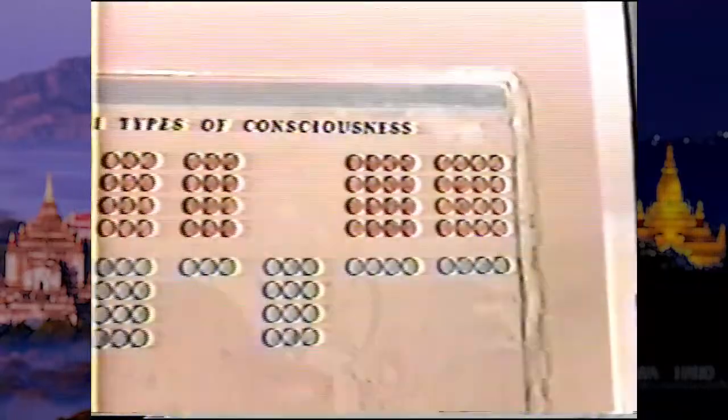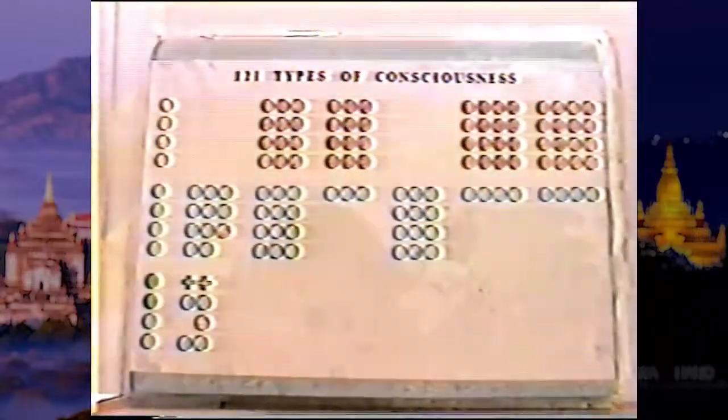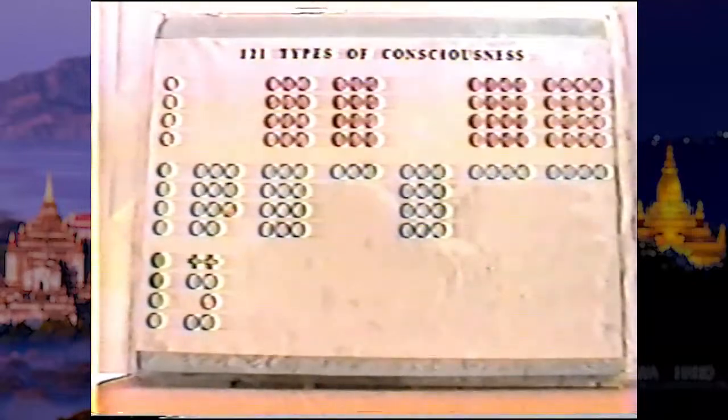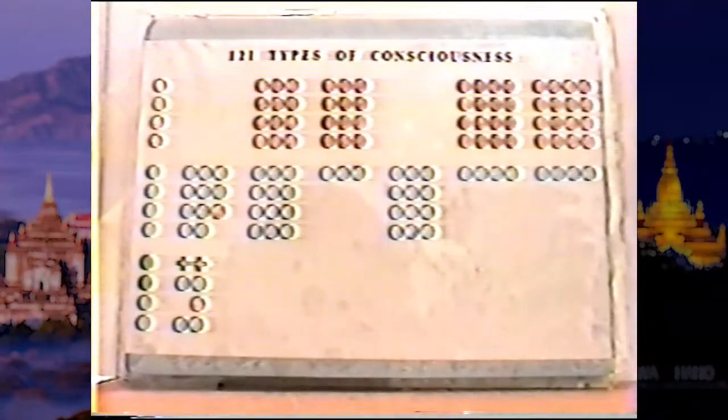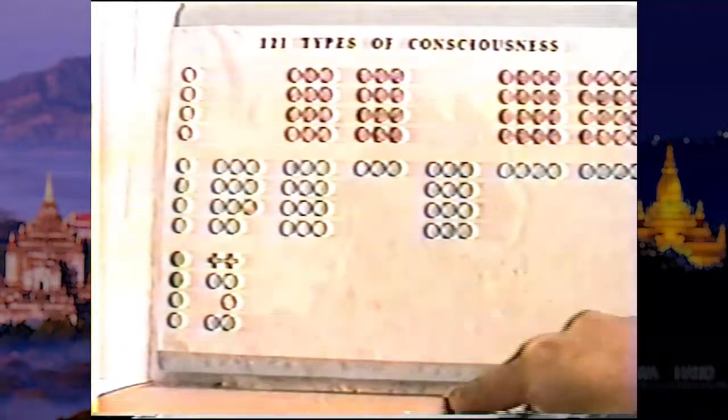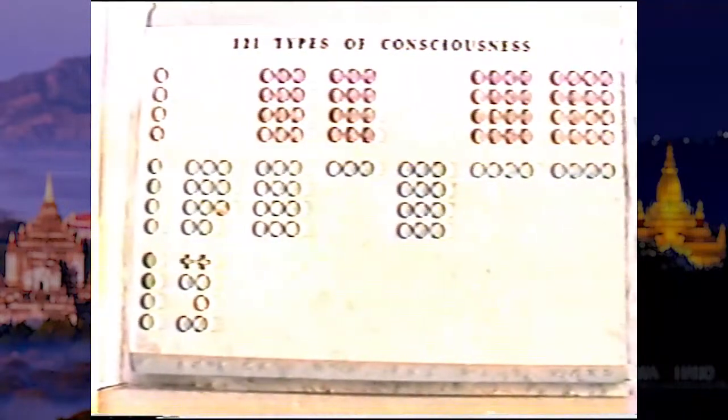Okay, so altogether we have 121 types of consciousness. Consciousness is divided into these 121 types, both in the Abhidhamma-pitaka, the Dhamma-saṅgaha of the Abhidhamma-pitaka, and following that in the Visuddhimagga and in the manual. But that's not all. You see, the colors represent the feeling that accompanies these types of consciousness.